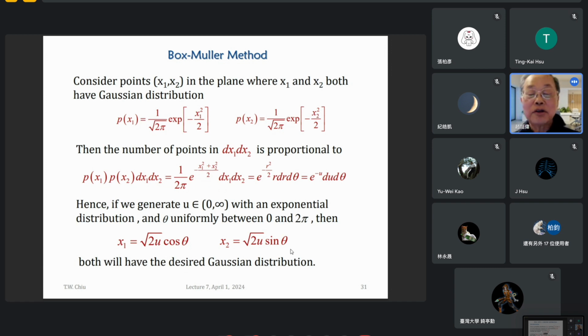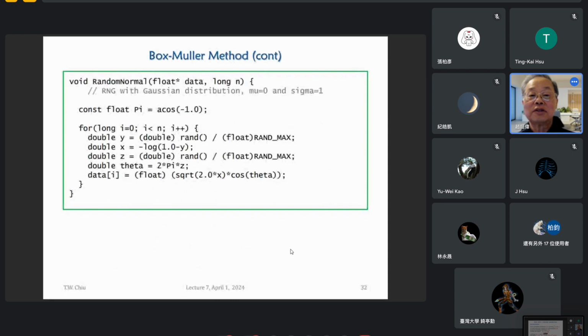Any other questions? Okay. Now let me show you the subroutine, or the function. This is how we can generate random numbers with the Gaussian distribution, or normal distribution, with mu equal to 0 and sigma equal to 1. This is the function, a routine you call. And this is the n, which is how many Gaussian random numbers you want.